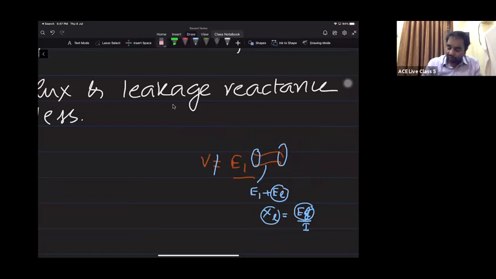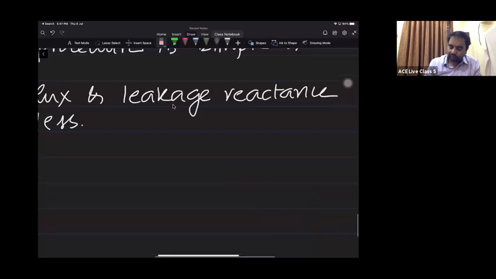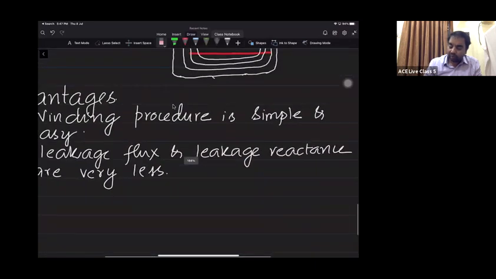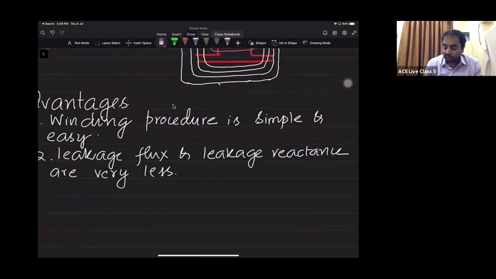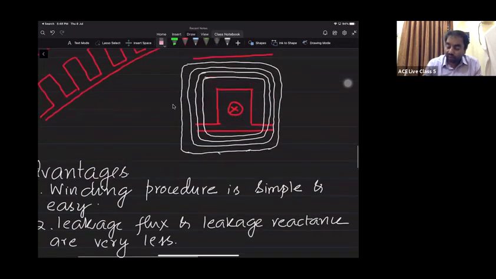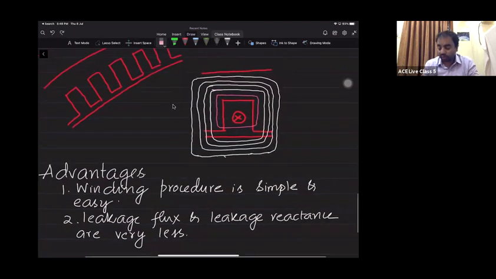Your teacher might have discussed this. If not, for other people, you can see this. In open slots, the leakage flux lines and leakage reactance are less, because the leakage lines are less here. So these are the advantages of open slots.